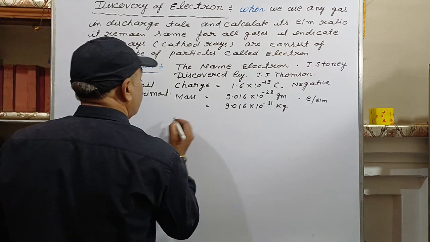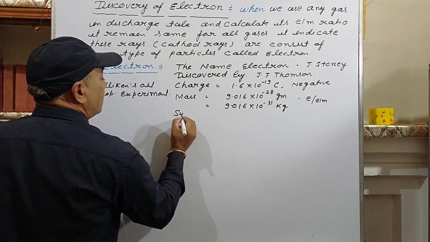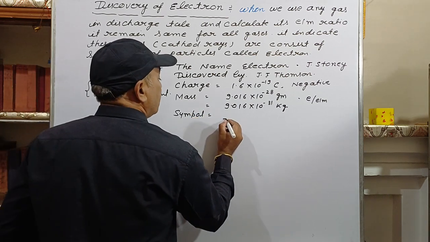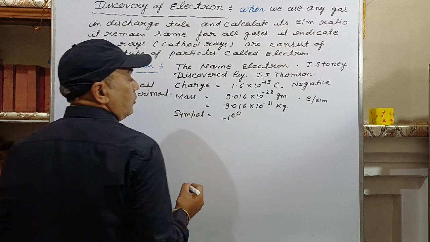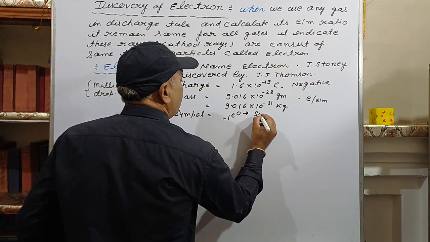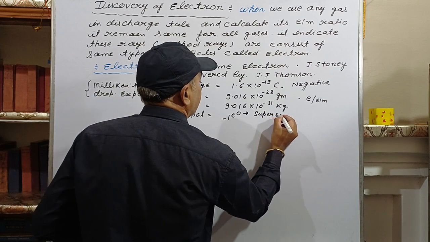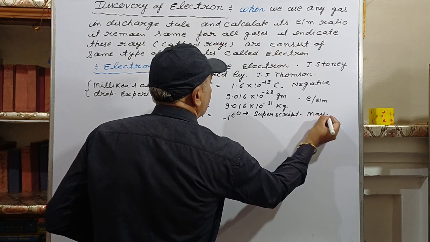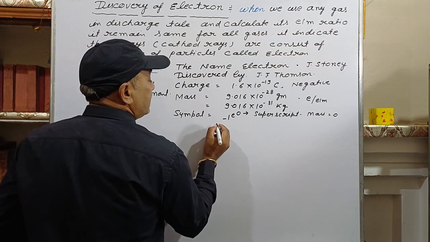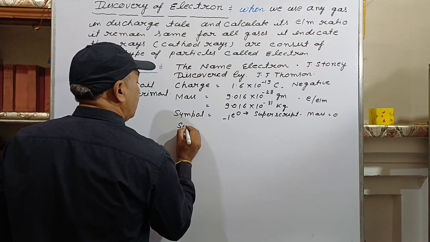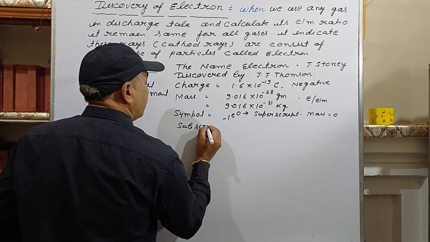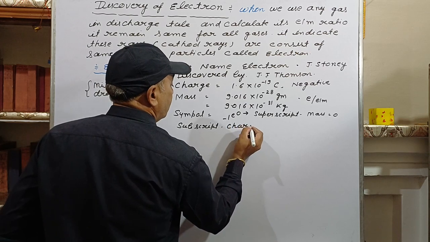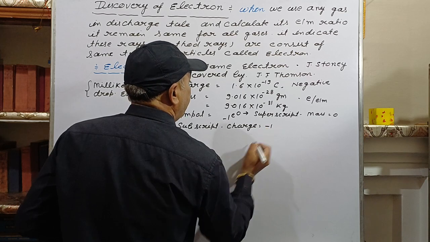And now the symbol of an electron. The symbol of an electron is minus 1 e 0, where 0 is the superscript, which represents mass equal to 0, and minus 1 is the subscript, which indicates its charge equal to minus 1.